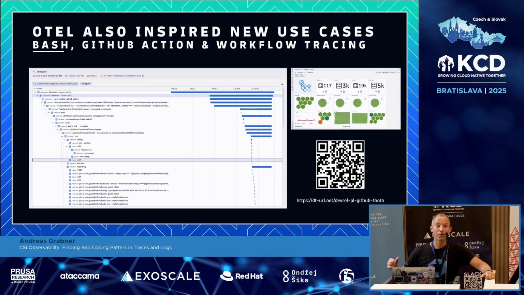So another cool thing with OpenTelemetry, one of my colleagues open sourced a project that automatically instruments bash scripts with OpenTelemetry, and then he extended it to GitHub Actions and GitHub Workflows. So you can now get an end-to-end trace for every single GitHub workflow down to the bash scripts that you call from your GitHub Actions, which is pretty cool. Open source, try it out. We have a video that we also put on YouTube.